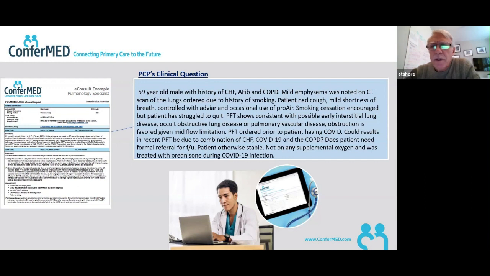And then another question: does the patient need formal referral for follow-up? Then more statements: the patient's stable and not on any supplemental oxygen and was treated with prednisone. So while this has a good amount of information that we can use as pulmonologists, again, I would suggest that you structure it such that the basic information is on top. And once that background is given, formulate your question or questions.